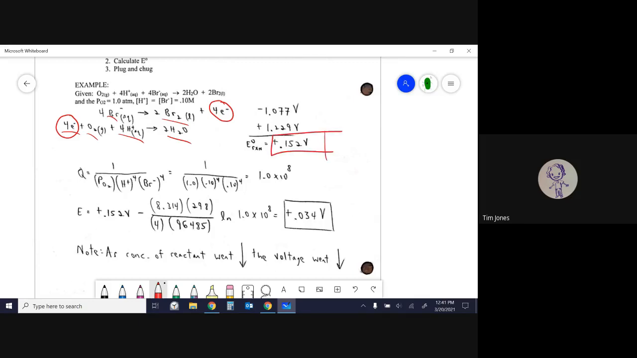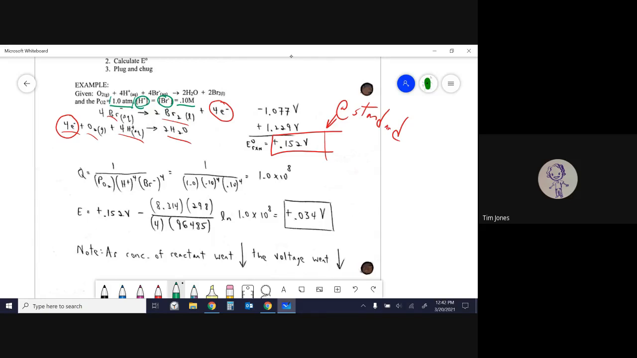positive 0.152 volts, which isn't a very high voltage, but it is spontaneous, or thermodynamically favorable if you want to use the fancy term. And what I want to do is change conditions. So this is at standard. And if you look at the problem, our pressure of oxygen is standard. That hasn't changed. But our hydrogen ion and our bromine ion are lower than normal. They're 0.10 molarity, so they're 10 times weaker. So we're going to see what that does.